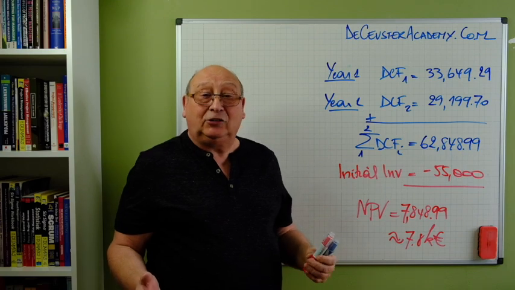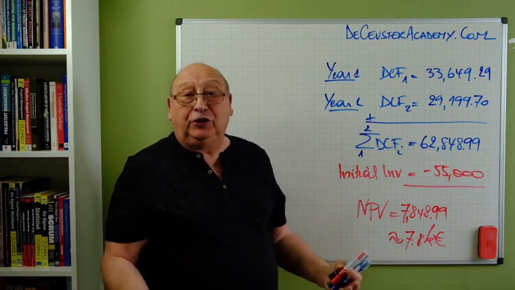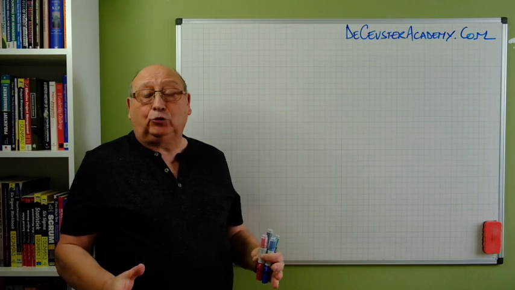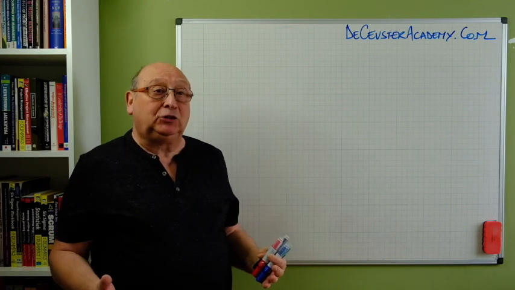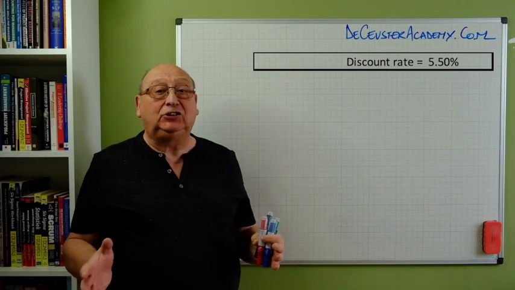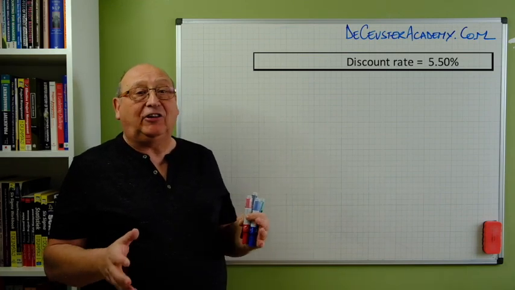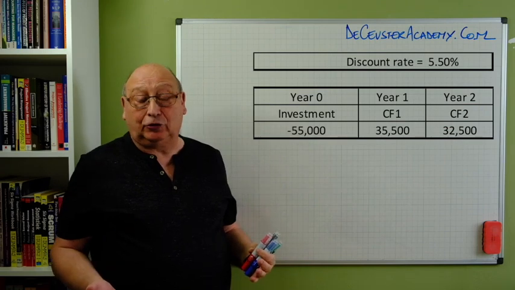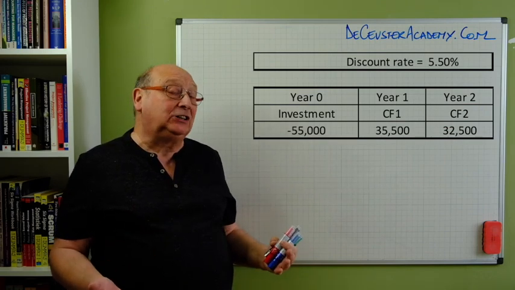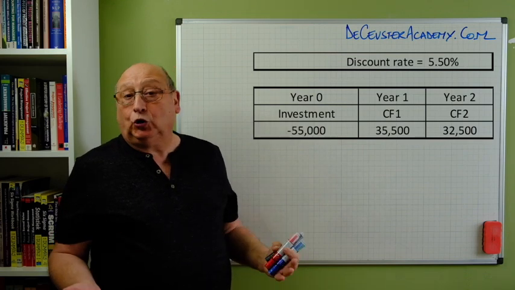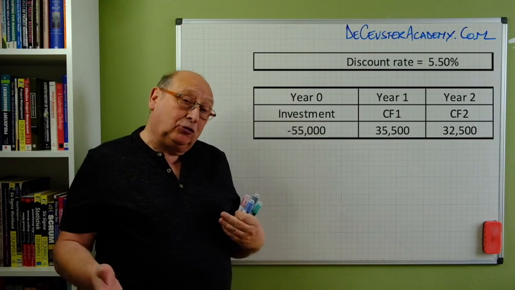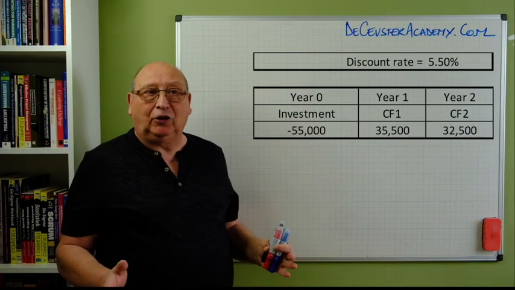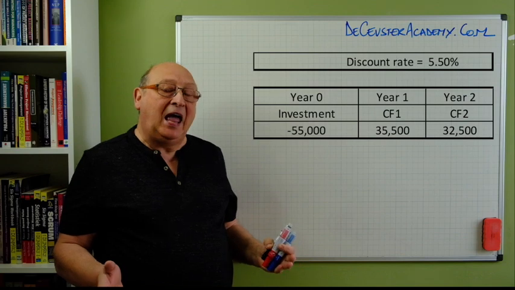Now we are going to have a look at the recapitulation. We're looking at the different elements and the different steps that we did in this exercise. First, you see the information about the discount rate. We have a discount rate set at 5.5%. The next thing we have is the information about the cash flows. For year 0, we have an initial investment of 55,000 euro. That's why we have the minus there, because when we do the calculations, this is a cost and is a negative value. For year 1, we have a cash flow of 35,500 euro, and for year 2, 32,500.